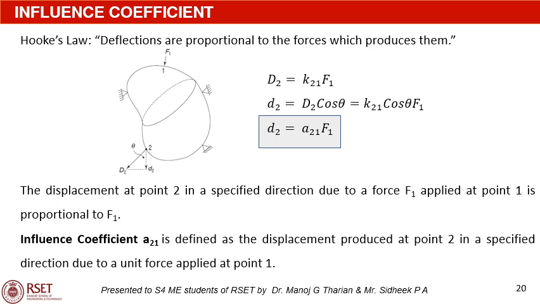The displacement at point 2 in a specified direction due to a force F1 applied at point 1 is proportional to F1. In the equation D2 equal to A21 into F1, when force F1 is 1 unit, we will get D2 equal to A21. This gives the definition for the influence coefficient A21. Influence coefficient A21 is defined as the displacement produced at point 2 in a specified direction due to a unit force applied at point 1.